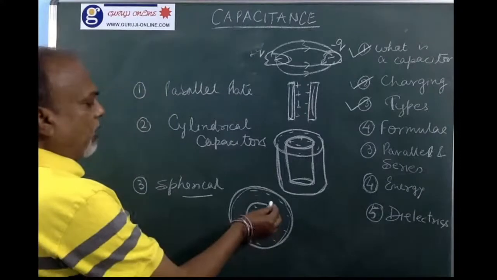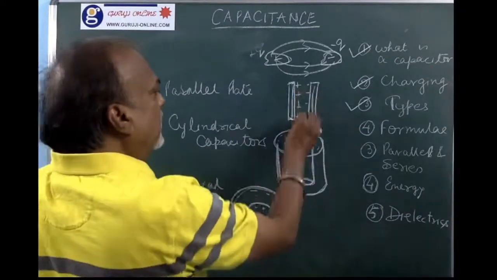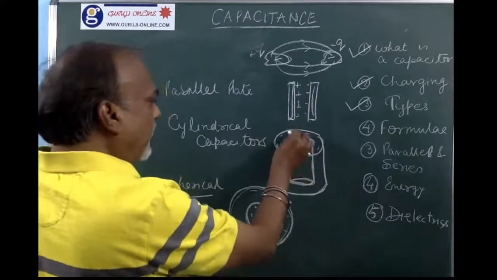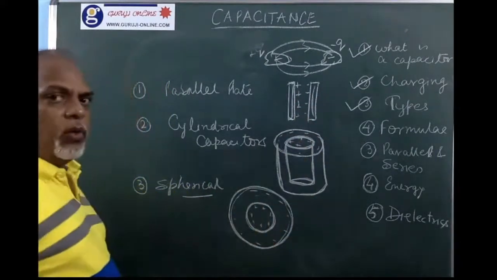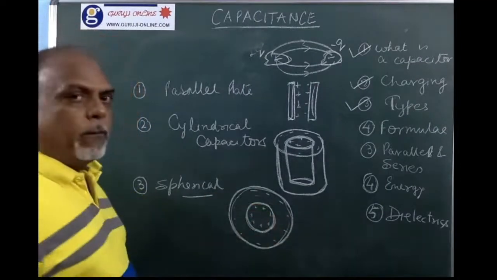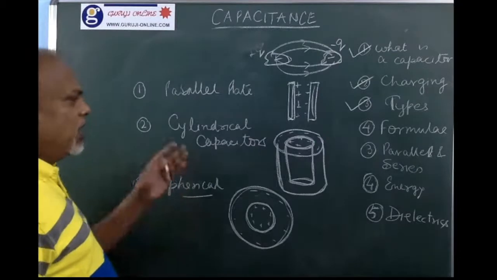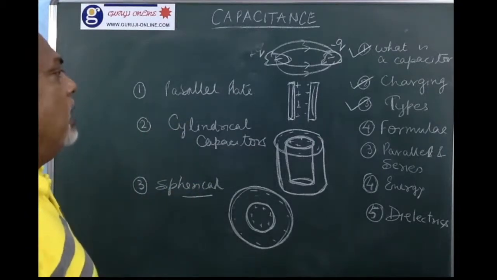Of course, just don't forget there is a gap in between, like that. Here the gap is there. There is a gap between two cylinders. Here a gap between two spheres. This is the cross-section area. So these are the commonly used types of capacitors.